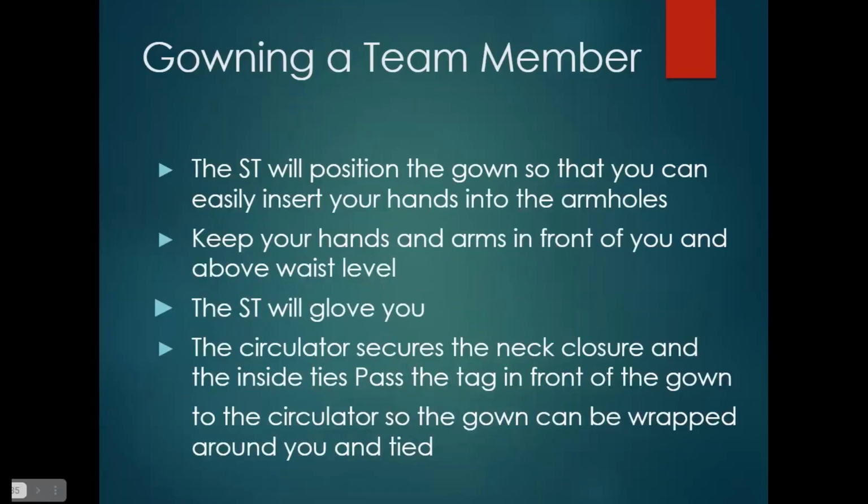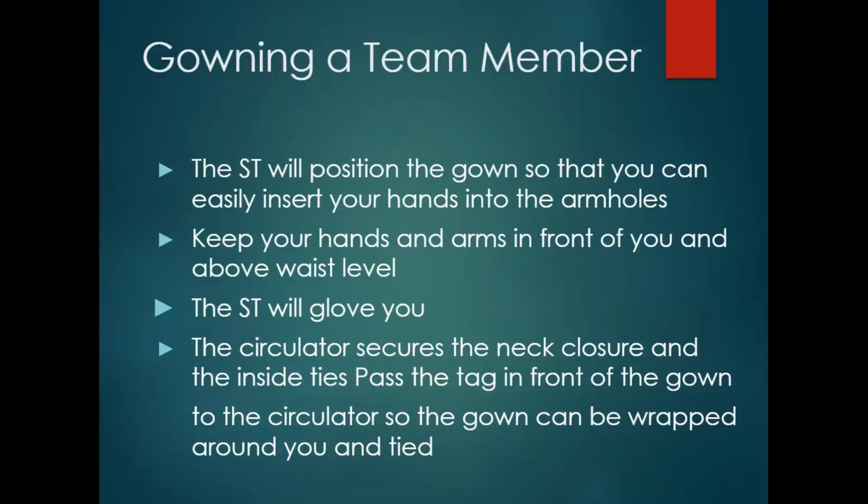Gowning team members. So the surgical technician will position the gown. They will hold it up and unfold it so that it's completely open for you. You should be able to clearly see the arms visible so that you can slip into your arms. They will bring it up to your shoulders and keep your hands and arms in front of you. Again, you don't want to slip in your arm and just reach out like this or do some type of motion like this where you can potentially hit something or the surgical technician. Always keep it above waist. You never want to drop your hands.